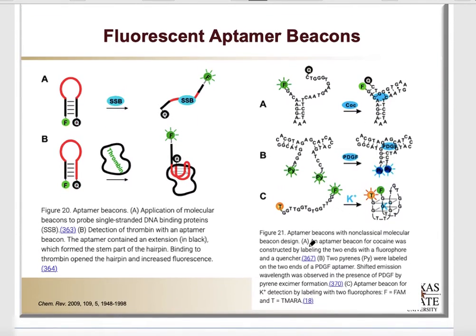This next slide is showing a couple of additional examples in terms of fluorescent aptamer sensors. The structures are very similar. So here on the left, we have a hairpin structure with a fluorophore and a quencher, which is able to bind to either a binding protein or a larger protein like thrombin, for example. And as we mentioned, there's going to be a change in the configuration of that aptamer architecture, where it's going to change the distance in between the fluorophore and the quencher.